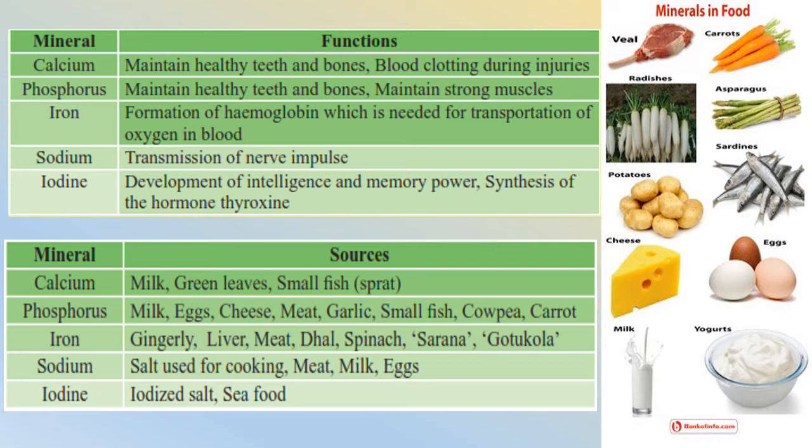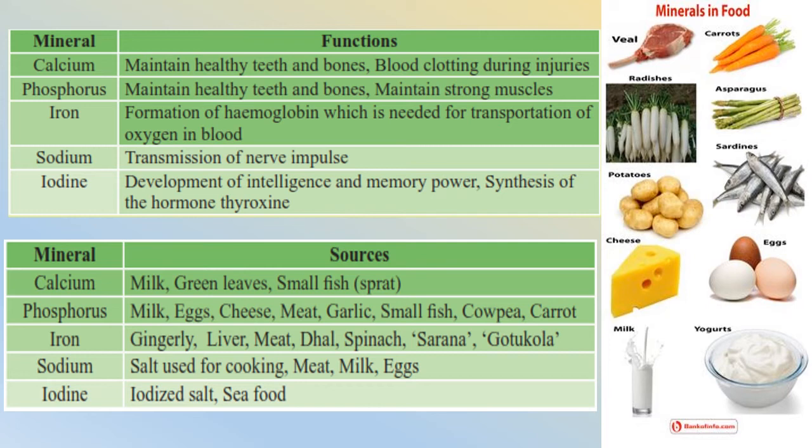And also it is important in blood clotting during injuries. The food sources that are rich in calcium include milk, green leaves, small sprouts and small fish.